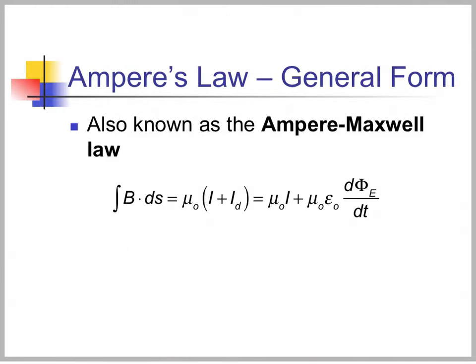If we put those together, then we get something called the Ampere-Maxwell law that says the integral of B dot ds is equal to mu naught I plus I displacement, or mu naught I plus mu naught epsilon naught times the derivative of flux with respect to time.